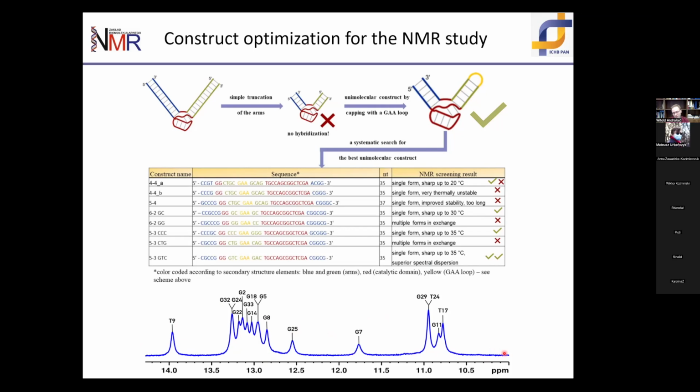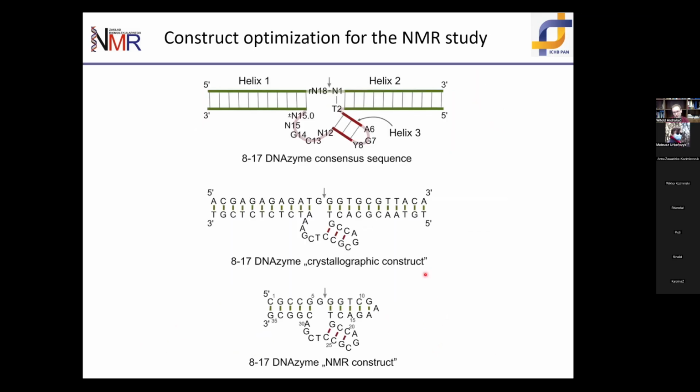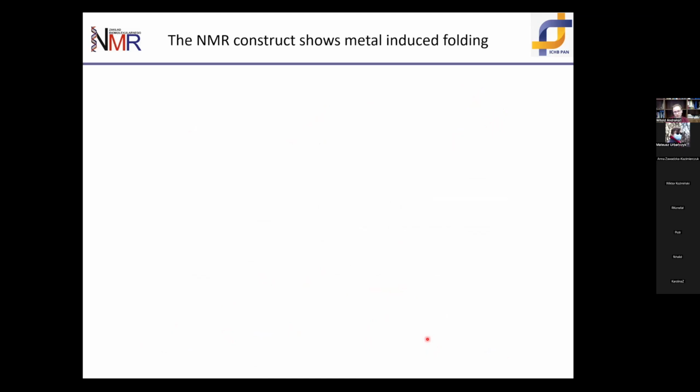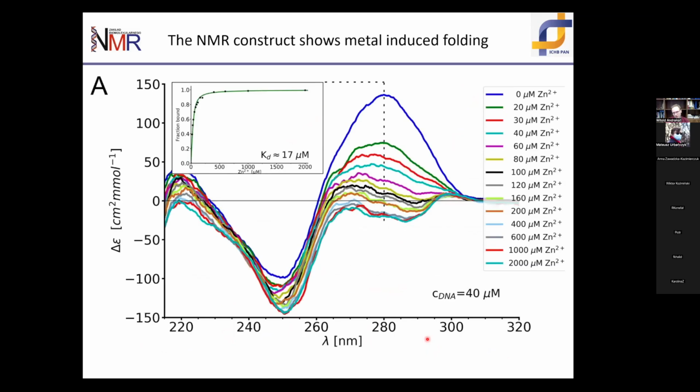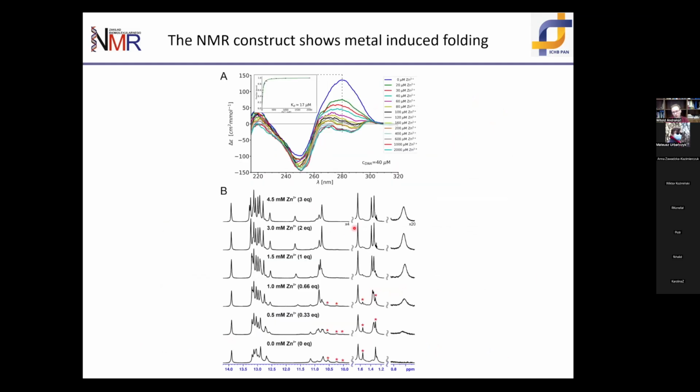This rarely happens. So what we did to study the DNA enzyme, we constructed this kind of shortened, NMR-optimized construct. First of all, we had to check whether it still works, and it did, and whether it shows metal-dependent folding. By CD spectroscopy, we were able to see that it reacts to the presence of zinc with a binding constant similar to what was known from the literature.